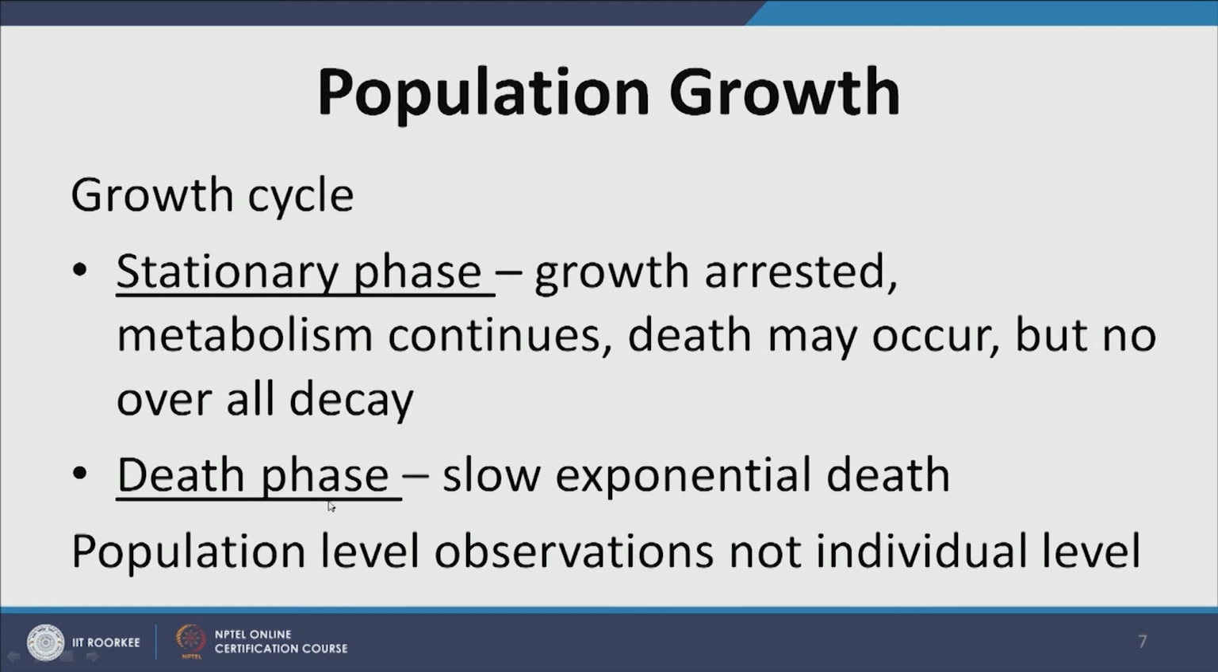And then they enter death phase, which is a slow exponential death. So eventually they die, but their rate is pretty slow. What I drew on the board was a straight line, but actually they undergo an exponential decay, which is really slow. And this is very important to remember, that these are population level observations and not individual level observations.